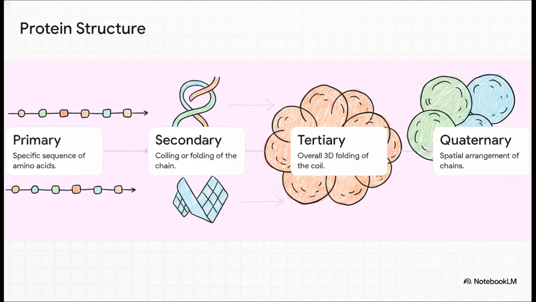First, you start with the primary structure. That's just the specific sequence of amino acids, kind of like letters in a sentence. Then comes the secondary structure, where that chain starts to coil or fold. Next is the tertiary structure, which is the overall 3D folding of that coiled chain. And finally, some, not all, but some, proteins have a quaternary structure. That's where multiple separate folded chains arrange themselves together in space to form one massive, highly functional unit.